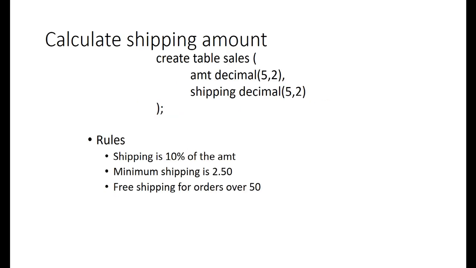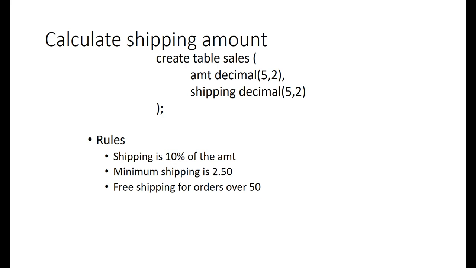Okay, so let's run through a little more elaborate example, and let's look at different ways to do this. So here's our example. We're going to calculate a shipping amount. So we've got a table called sales that we're going to create. And it has an amount, which is like the amount of a product that we're selling. And yes, I could have put some extra columns in here like the product name.